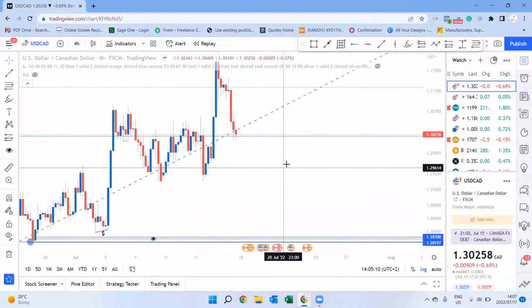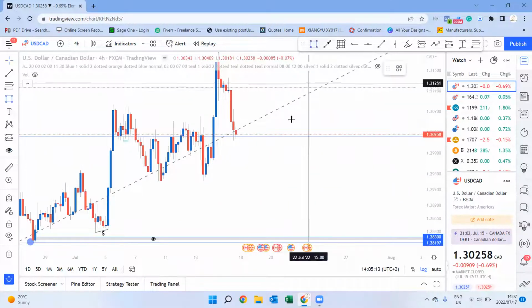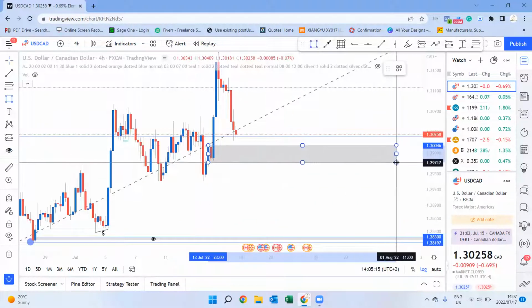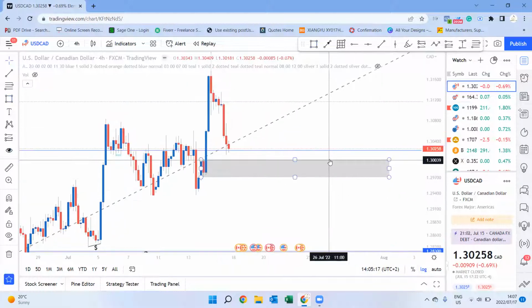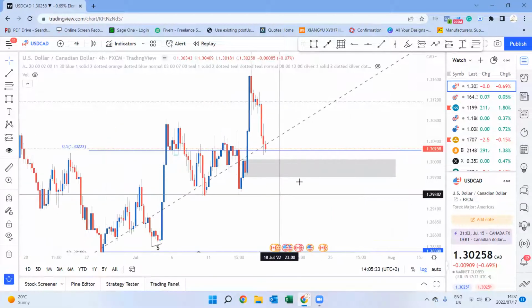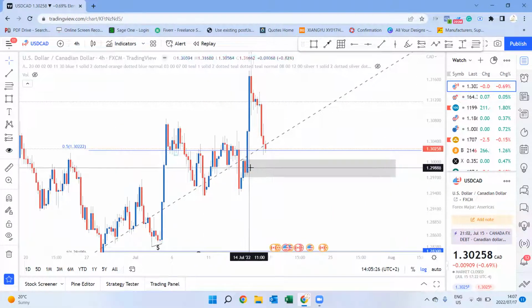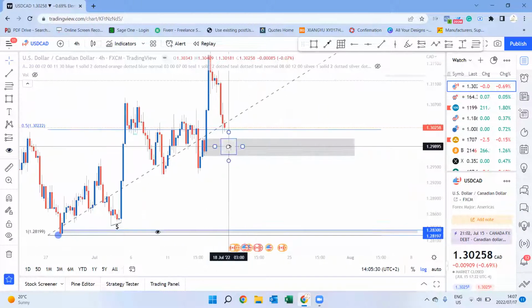So basically the first major point of interest would be right here. And it's in confluence with the 1.3 major psychological round number. So that's very nice as well. So this would be the first 4-hour point of interest.